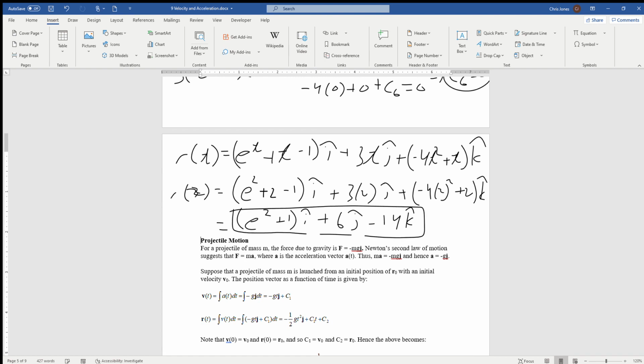hopefully this gives you a good overview of velocity, acceleration, and then going backwards from the position function to get the velocity and acceleration, as well as having the acceleration function and getting the first two, the velocity and position functions. So in the next example, we're going to take a look at projectile motion, and we're going to derive a formula for that, and then we're going to implement that into a series of problems.